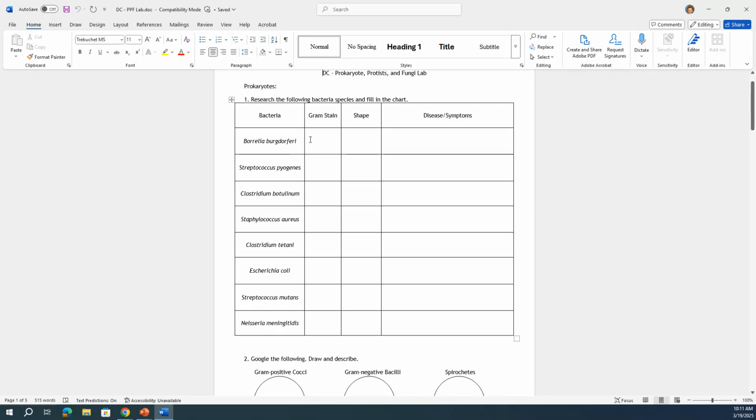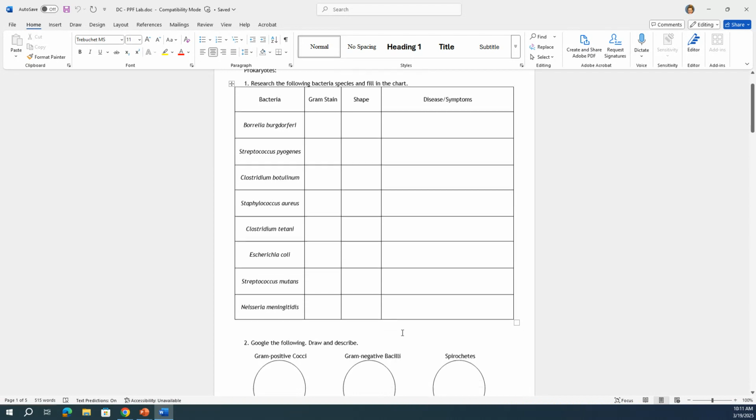There is one that's not necessarily for sure a positive or a negative. They usually classify it as a negative. But you're going to find out that general information, and then you're going to figure out what disease they cause. Now, you can be as specific or general as you want to, but on a quiz, you will be expected to match some of these up with their description. And that description is going to include the stain, the shape, as well as the disease and the symptoms. So you're just going to find that by research.